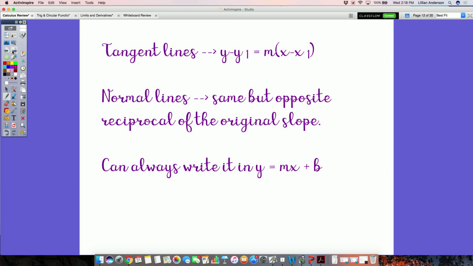Remember, normal lines, you write it the same way, but the slope was the opposite reciprocal of the tangent line slope. Okay? Normal lines were the opposite reciprocal. So once you figured out what the slope of your tangent line was, you would have to flip it and change the sign in order to get the slope of the normal line, but you could still use the same point as the tangent line. Okay? So don't forget about those.